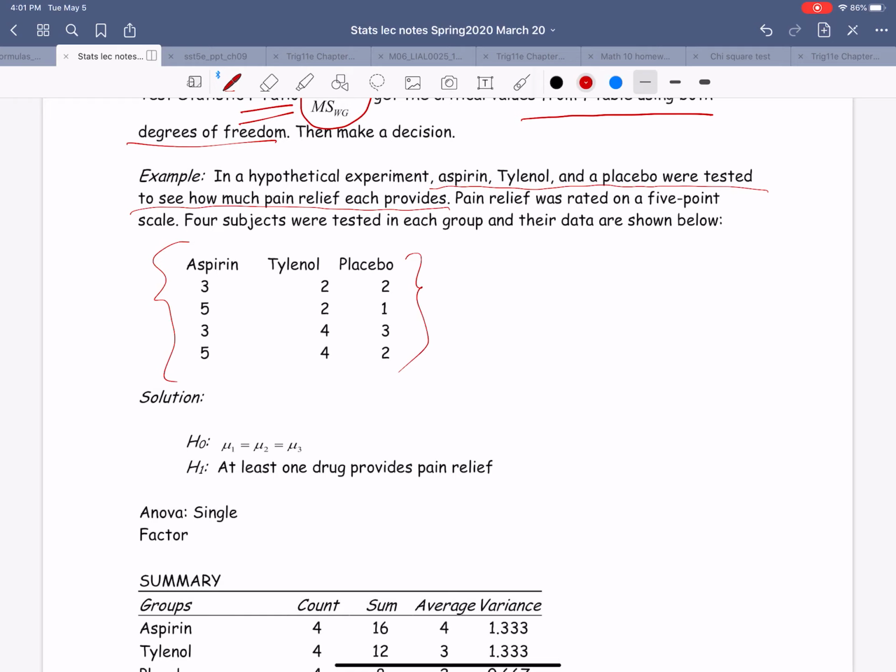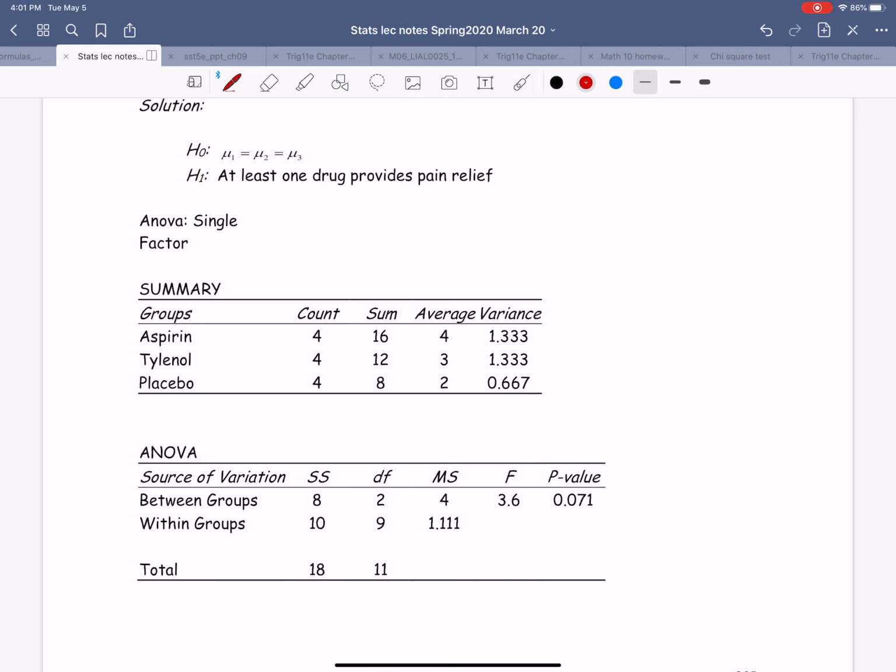And the null is that all the means are the same. The alternative is that at least one mean is different, meaning at least one drug provides better pain relief. So in our summary, this is the data given to me. And now we're going to compute the sum of squares, degrees of freedom, mean square, F ratio, and p-value.